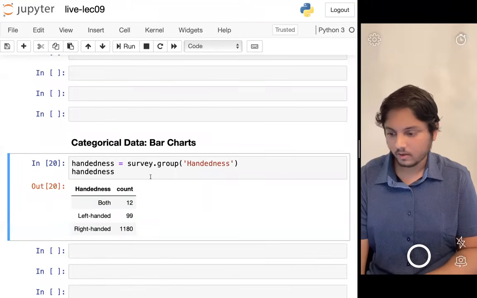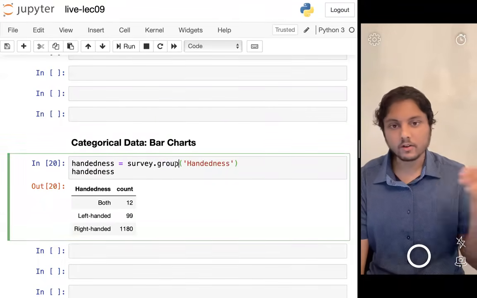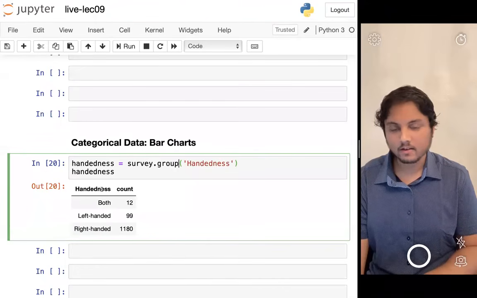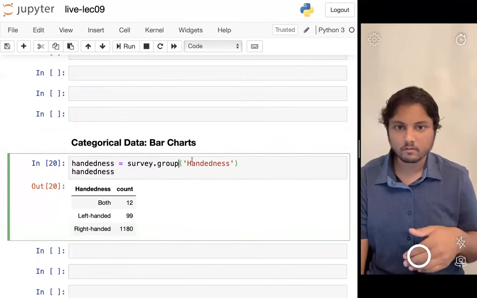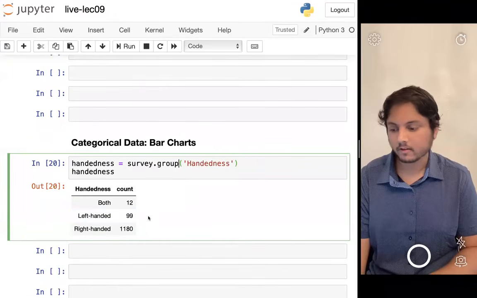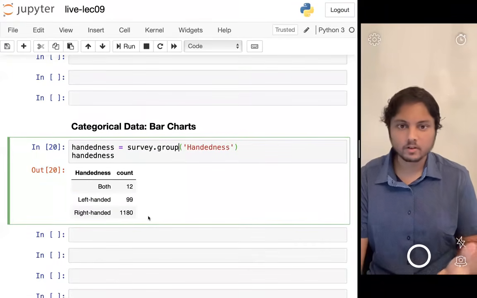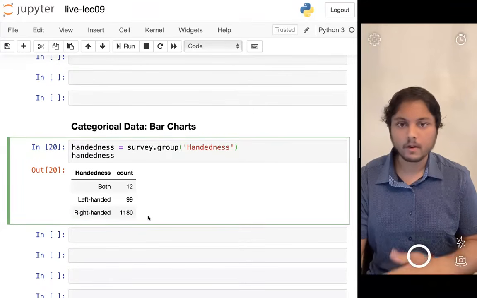And so again, remember the group function: it takes all the unique values of this variable, in this case, handedness. The unique values are just left-handed, right-handed, both. And then it counts up how many individuals have those values. So 12 people are both, 99 are left-handed. So group is essentially a way to look at the categorical distribution of your data in a table format.